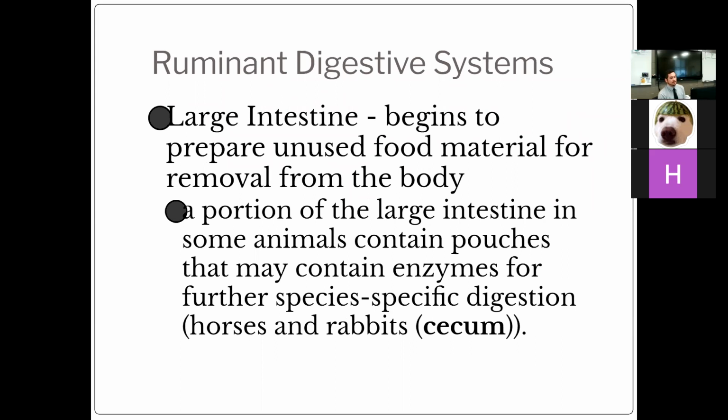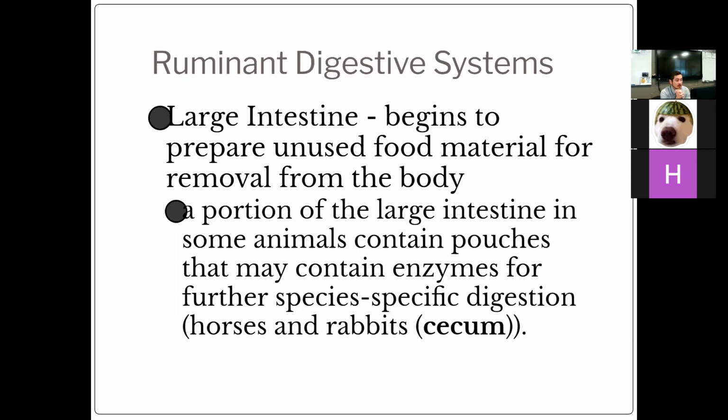Our large intestine is beginning to prepare unused food material for removal from the body. So what do we need to do? Now that we have basically absorbed all the nutrients that we can out of the food material, especially in the first part of the small intestine, but even the last part of the small intestine, we're now in the large intestine, and we're just trying to get the water out. So we need to prepare that food material for removal from the body.